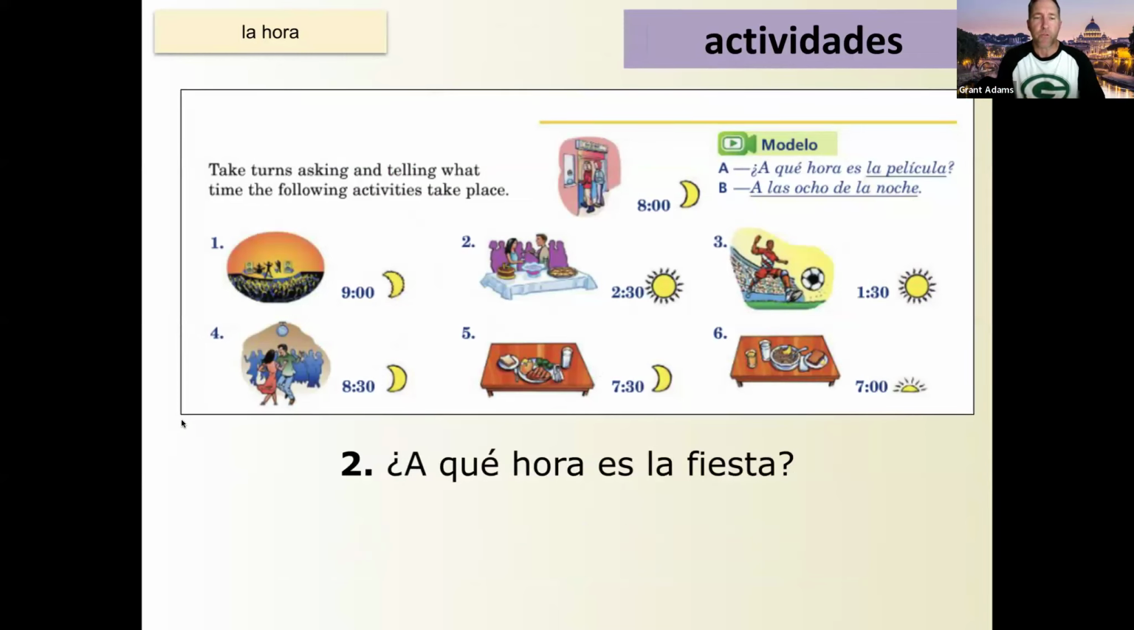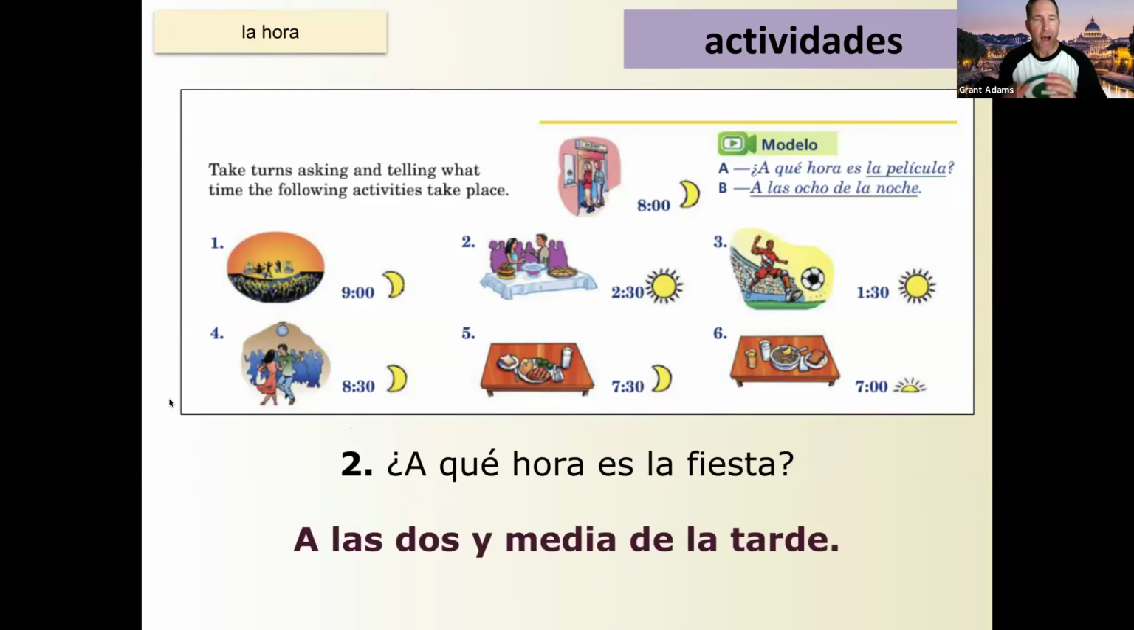Ok, número 2. ¿A qué hora es la fiesta? Respuesta, por favor, clase. Ok. A las 2. Ok. Excelente, Shannon. Excelente, Sarita. Excelente, Amanda. Muy bien. Excelente. Ok, Connor. Ok, muy bien. Excelente. Wow. Muy bien, muy bien, muy bien. A las 2:30 de la tarde.